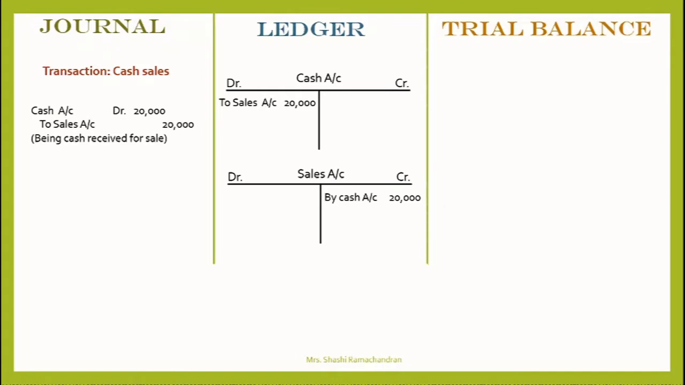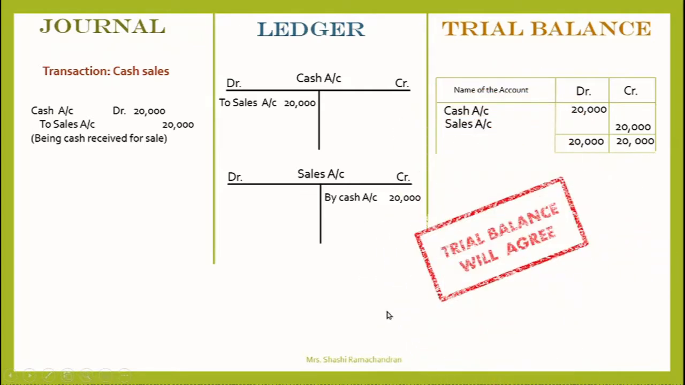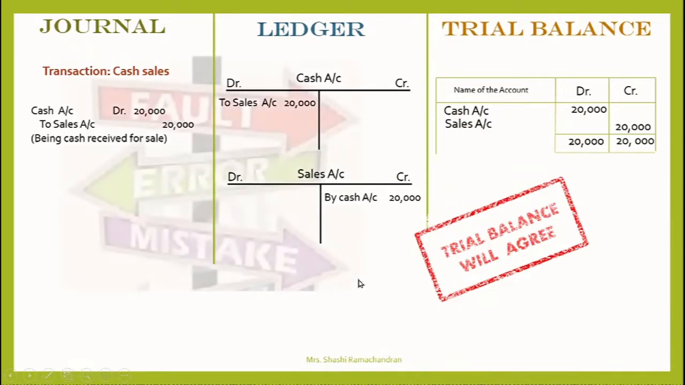And then in the statement of trial balance we write these accounts with the balances. So we can see here the amount is the same. So the total is the same, that means the trial balance agrees. However, the agreement of the trial balance is not absolute proof of accuracy of accounting records. There can be errors which affect the equality of debits and credits, and there can be errors which do not affect the equality of debits and credits.